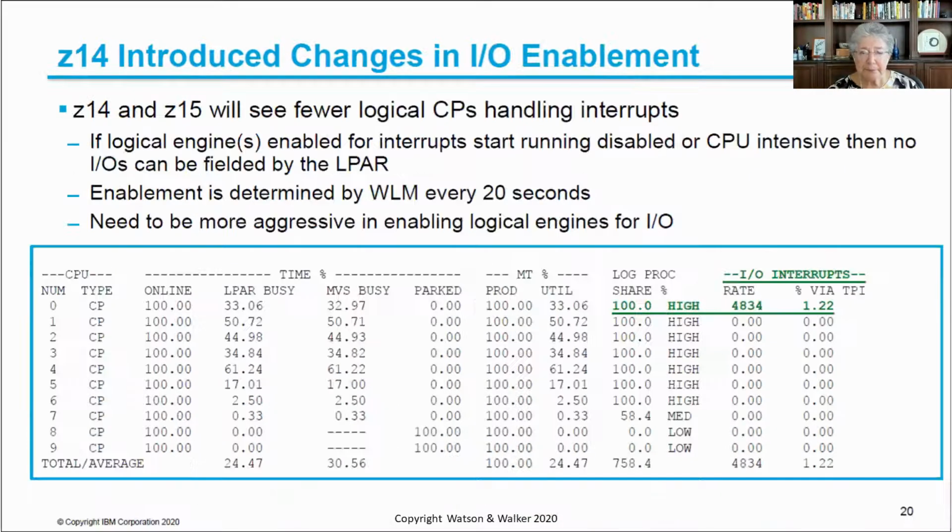Now on the next slide, this is in Z14 or Z15, you'll see everything is handled on CPU 0. And what happens is that enablement only happens every 20 seconds. So you need to be a little more aggressive in enabling those, or else what you're going to get is delayed response times for IOs. All right.